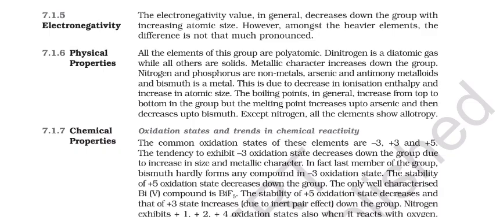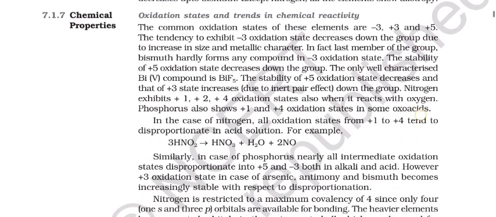The boiling point in general increases from top to bottom in the group, but the melting point increases up to arsenic and then decreases up to bismuth. Except nitrogen, all the elements show allotropy. Chemical properties. Oxidation state and trends in chemical reactivity. The common oxidation states of these elements are -3, +3, and +5. The tendency to exhibit the -3 oxidation state decreases down the group due to increase in size and metallic character.